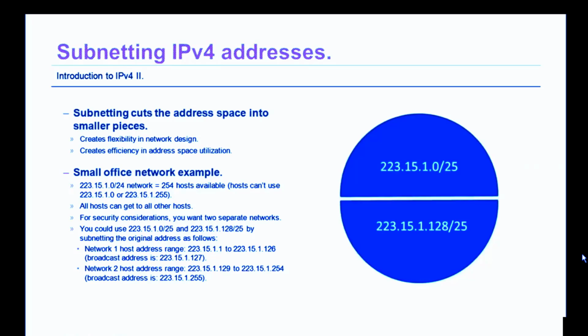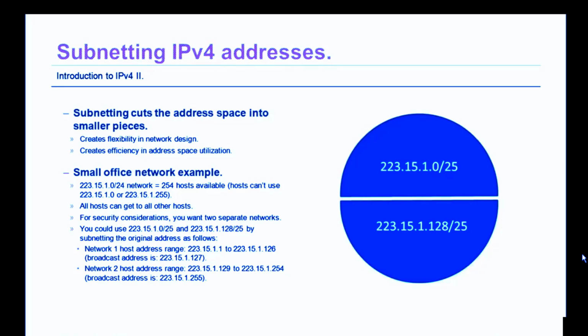So what you do is you take that /24 network and you create two /25 networks. And those would be 223.15.1.0/25 and 223.15.1.128/25. In this situation, the first network's host address range would be 223.15.1.1 up through 223.15.1.126. And why is that?